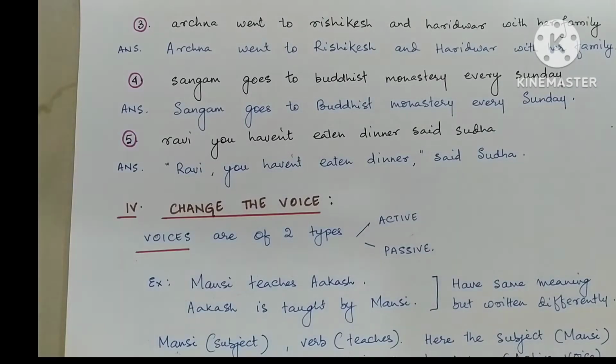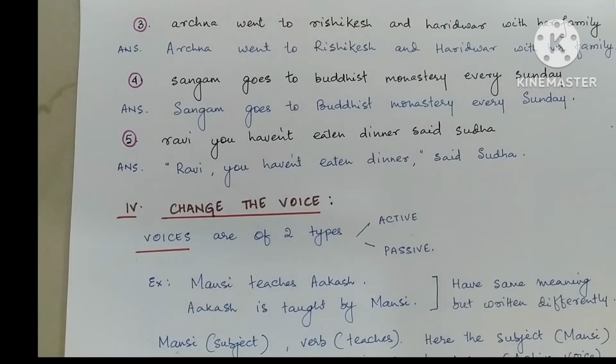Fourth one, Sangam goes to Buddhist monastery every Sunday. Now Sangam is a proper noun, Buddhist is a proper noun, Sunday is a proper noun. So Sangam goes to Buddhist monastery every Sunday, full stop. Number 5, "Ravi, you haven't eaten dinner," said Sudha. Now this is again a sentence in which Sudha is saying something to Ravi. So Ravi, comma, you haven't eaten dinner, comma, with an apostrophe mark, said Sudha.